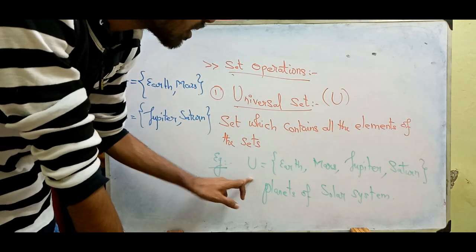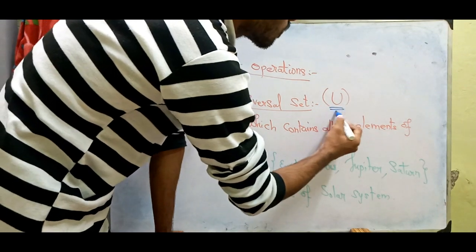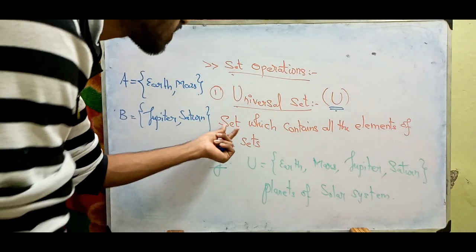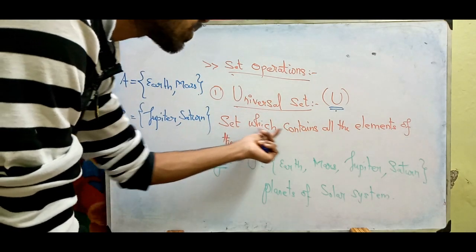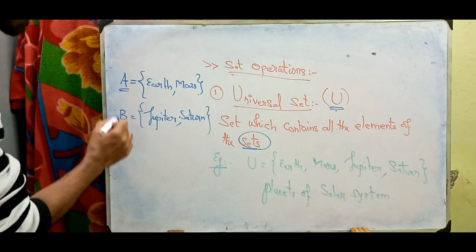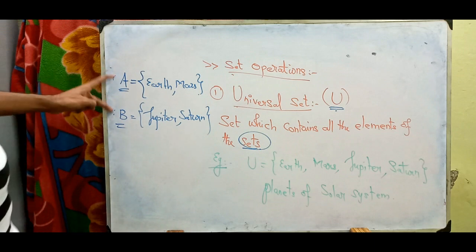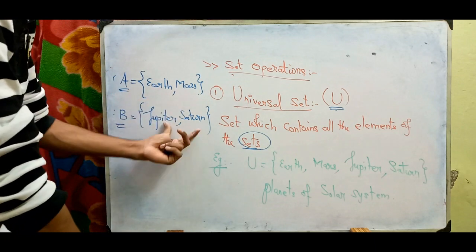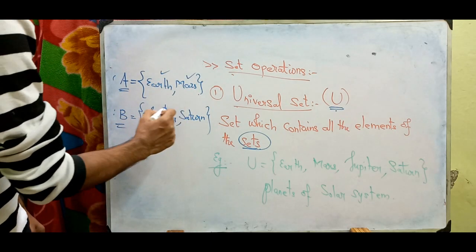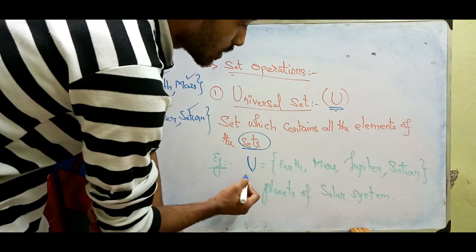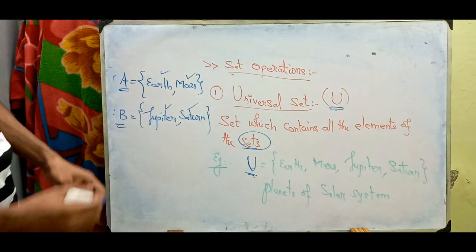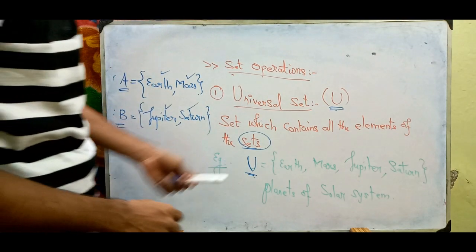Okay, right. But universal set is denoted as U. Okay, its symbol is U. It is a set which consists of all the elements of the sets. So here is set A and set B, the two sets. According to these two sets, we have to collect all the elements of these sets. So what is the collection of these sets? Earth, Mars, Jupiter and Saturn, and that is U here. So here is a universal set which collects all the elements of the sets. Got it?